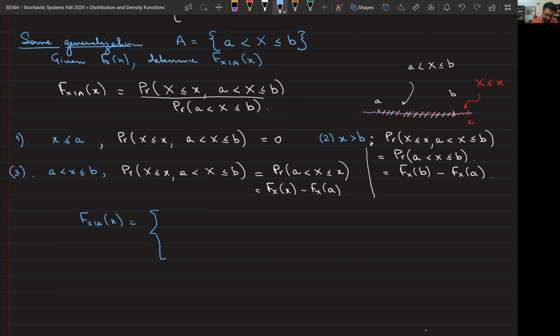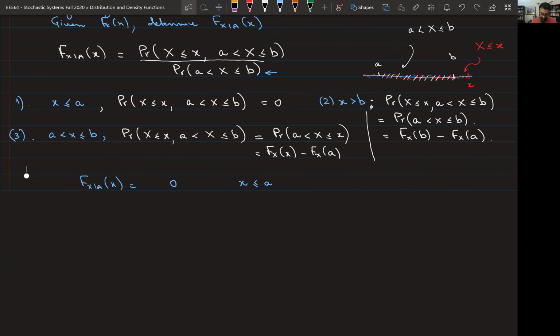The first is that it's going to be equal to 0 whenever small x is less than or equal to A. What about the case when A is less than x is less than or equal to B? So the numerator is F_X of x minus F_X of A. What about the denominator? So what is this denominator equal to?